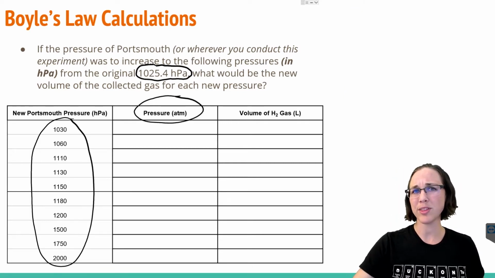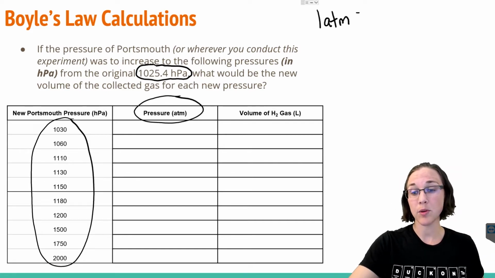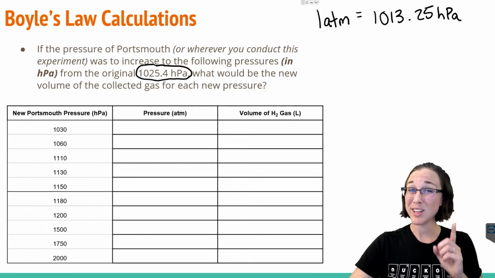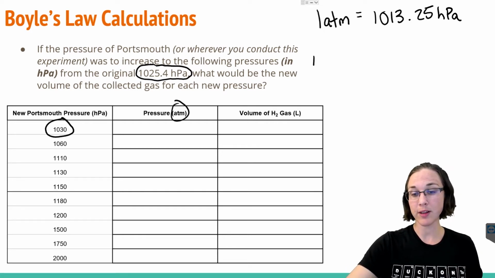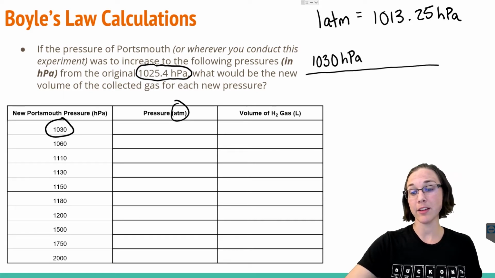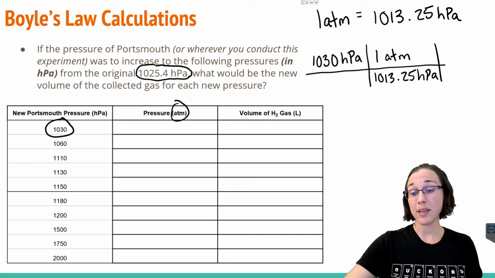So let's first figure out what the conversion factor is between hPa and atm. One atm is equivalent to 1013.25 hPa. We can use this fact to convert our first new hPa pressure value to atm. If we start with our given value of 1030 hPa, we know that our hPa values will need to cancel. So we're going to keep one atm on top and put our 1013.25 hPa on the bottom.